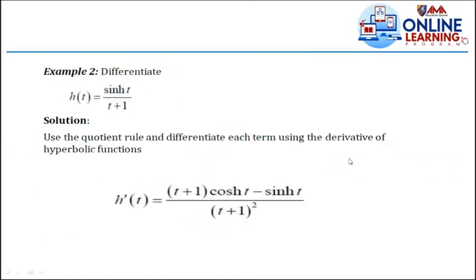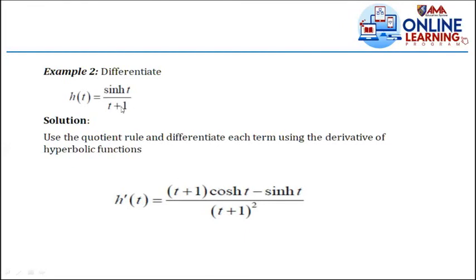Okay? Next, differentiate. I think this is the last example, no? H of t is equal to sine h t divided by t plus 1. Solution, use the quotient rule and differentiate each term using the derivative of hyperbolic functions. So what is our formula? U divided by v, this is our u, and this is our v. So formula for quotient, we have v du minus u dv all over v squared. So we have v.